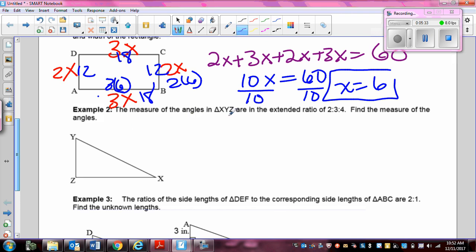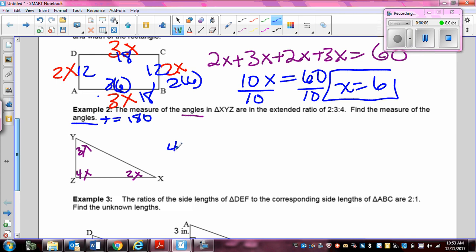The measure of the angles is very important. We see this a lot. In my triangle, I have the ratio 2 to 3 to 4. So it doesn't matter which angle is which. We're going to say this one is 2x, this one is 3x, and this one is 4x. Okay? Doesn't matter. Pick one. Find the measure of the angles. The reason we can use angles is because we know that the angles in a triangle always add up to 180, doesn't matter what type of triangle it is. So they can always give us ratios for angles.